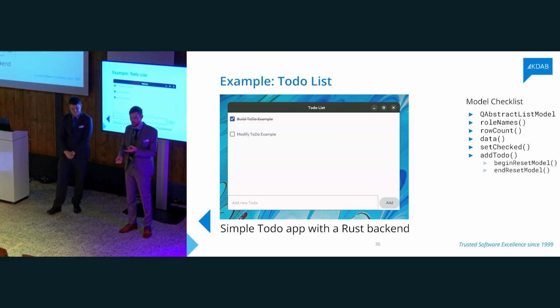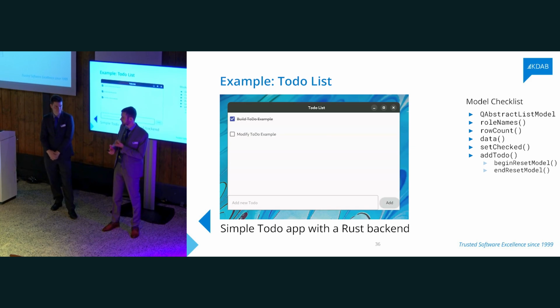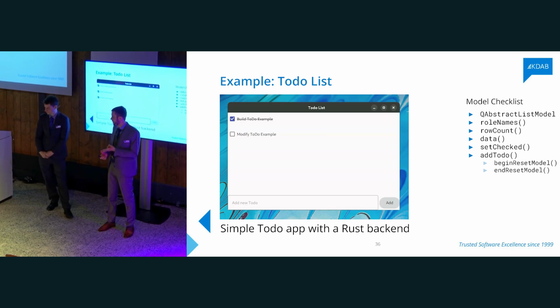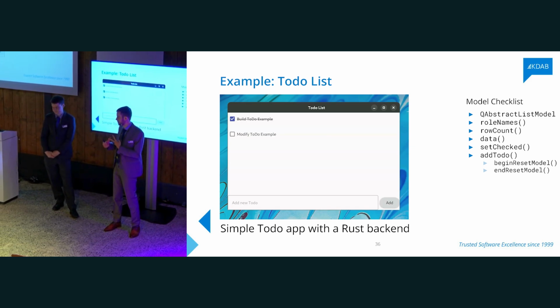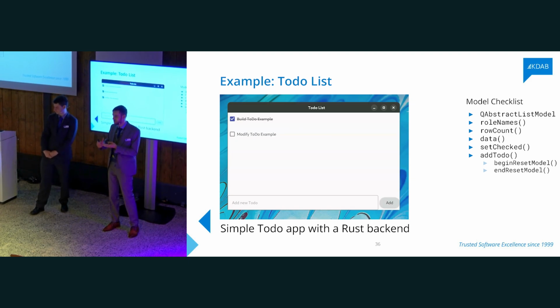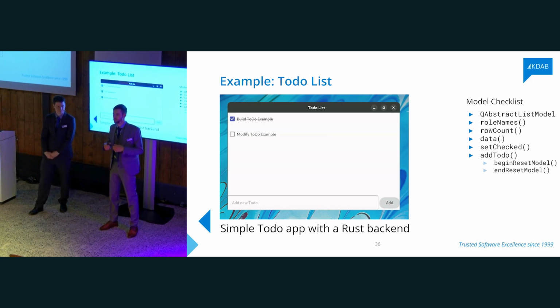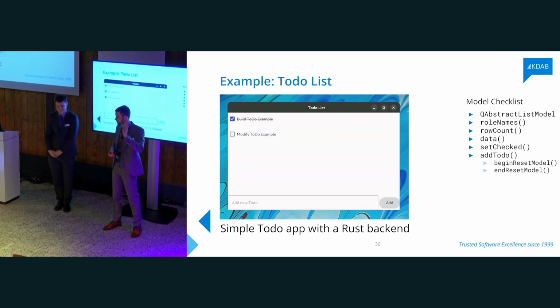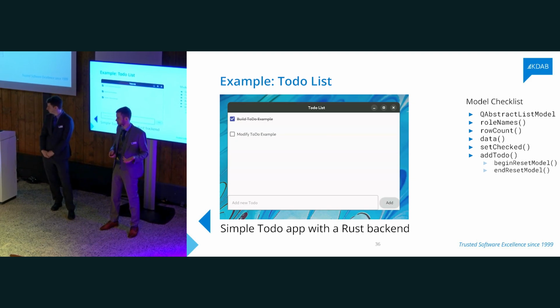We really need to inherit from QAbstractListModel. Then we need to define a roleNames function. Of course, this is not really needed for widgets, but we are doing QML here, so we want the role names. We need the rowCount function, the data function, and in our case, we're also adding two invokables, one to set an item as checked, so a to-do is being checked, and one to add new to-dos to the list.